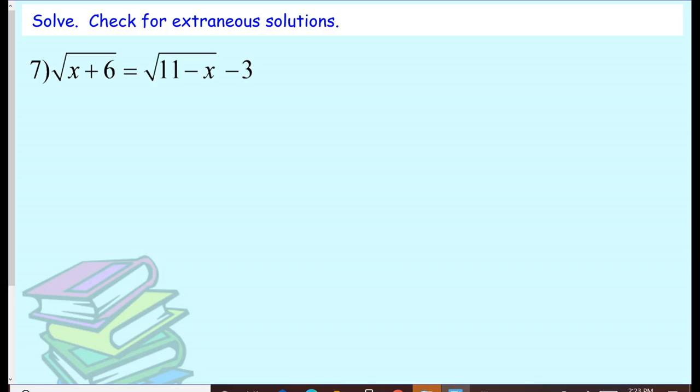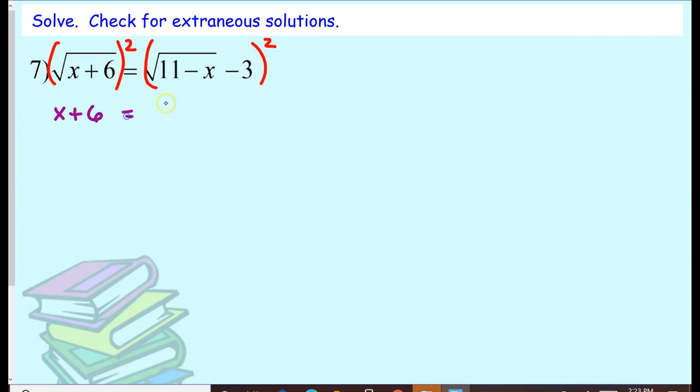Okay, we have two last examples, and we're going to check for extraneous solutions again, but these are even more complex. Because notice that not only do we have x in multiple places, but we have two radicals. The same concept applies, it's just going to be more detailed work. Square both sides. When you square the left, you just have x plus 6.